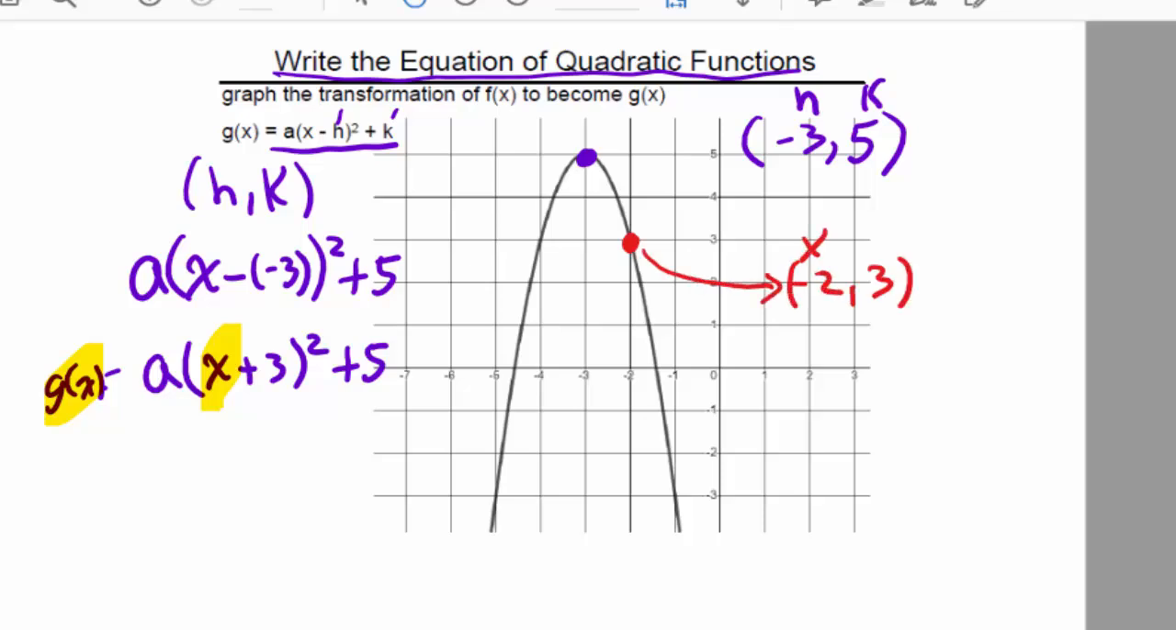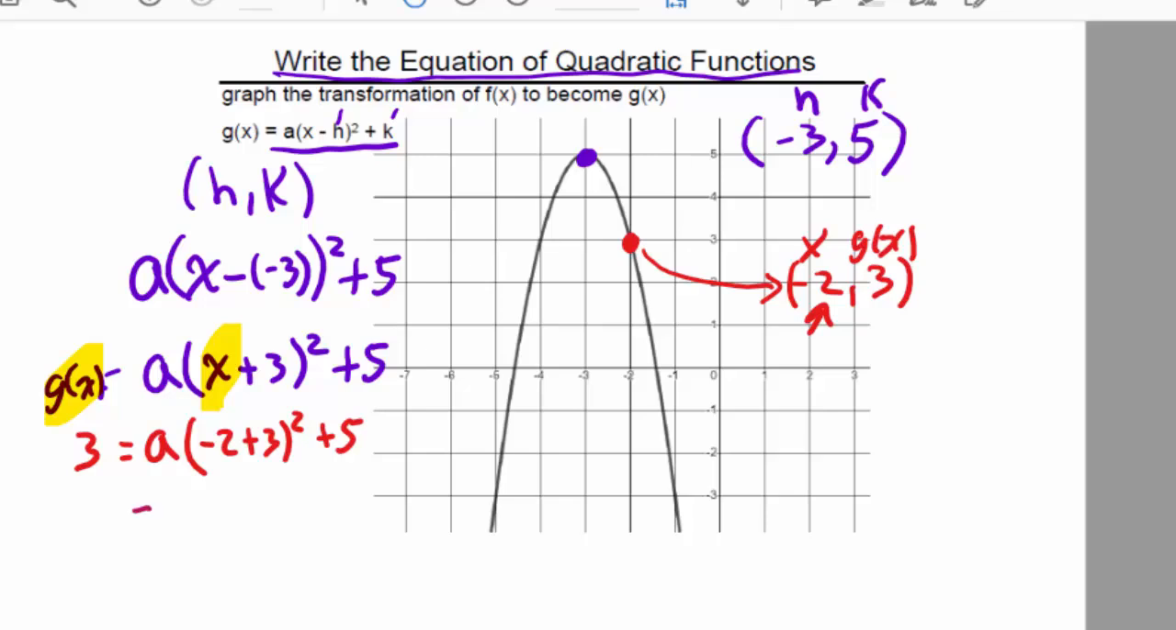So this is x and this is g of x. Yes, it is the y value, but remember, g of x is the same thing as the output for y. So I'm going to substitute a 3 in for g of x, so put a 3 here, equals, I don't know what the a is, that's what I'm trying to calculate, but the x coordinate is going to be this -2 plus 3 squared plus 5, and all you got to do is solve for a.